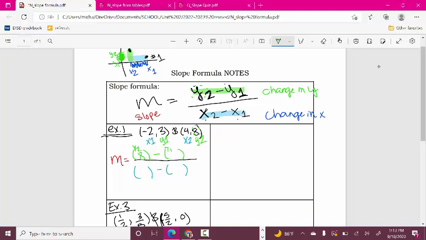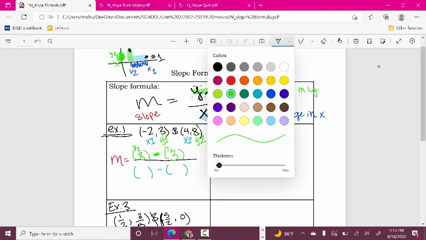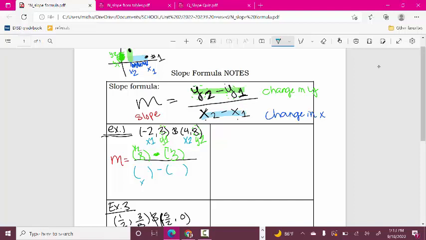Then there's a minus sign from the formula, and then this bubble is in place of y1, and y1 we have as 3. So this is 8 minus 3 for the numerator. And then in the denominator, this bubble is in place of x2, and we said x2 was 4. And then this bubble is in place of x1, and x1 is negative 2.